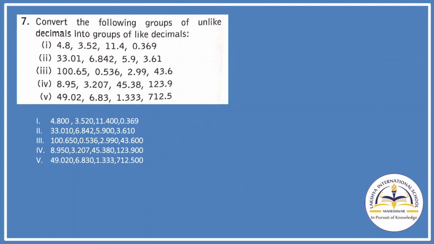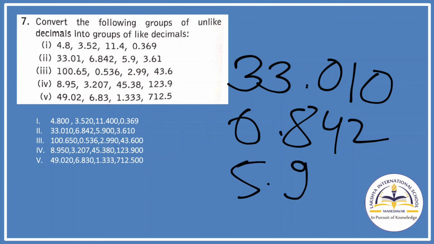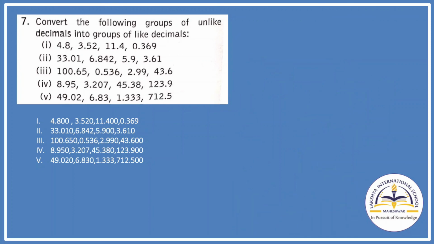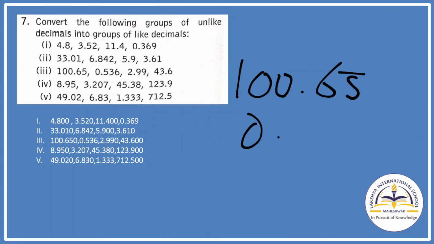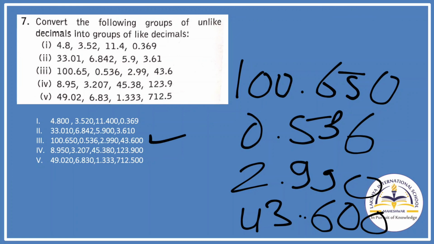Now question number 2, 33.01, then 6.842. After the point there are 3 digits, so here we have to put 0. Then 5.9, we have to put 2 zeros. Now 3.61, we have to put 1 zero. This will be the answer. Now third one, 100.65, now 0.536, then we have to put 1 zero here. Then 2.99, we have to use 1 zero. For 3.6, we have to use 00. This will be the answer.